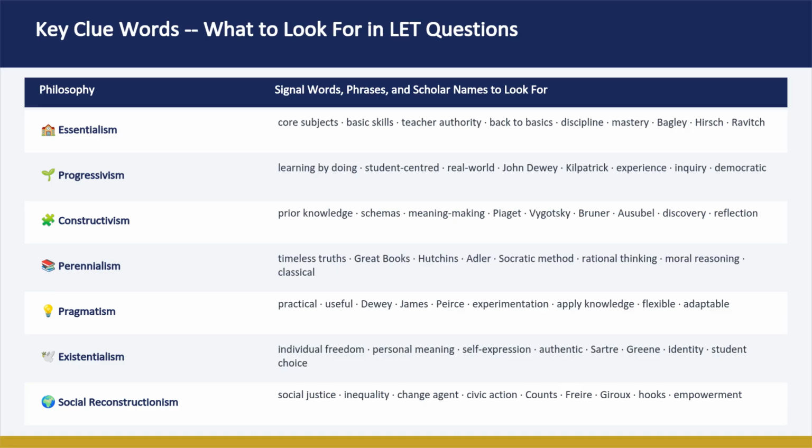For example, if you see words like core subjects or back to basics, you are looking at essentialism. If you see learning by doing or student-centered, that's progressivism. Prior knowledge and meaning-making point to constructivism. Timeless truths and great books mean perennialism. Practical and useful point to pragmatism. Individual freedom and personal meaning point to existentialism. And anything about social justice or being a change agent points to social reconstructionism.